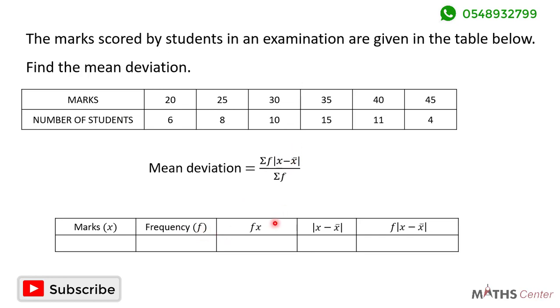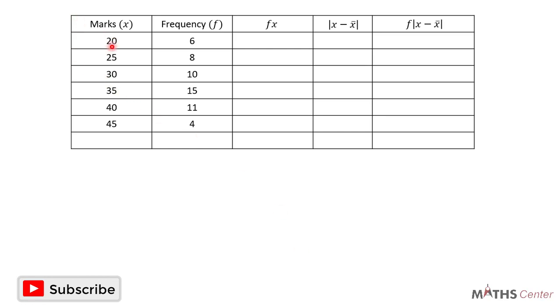We need the mean, and so we will have a column for fx because the mean is equal to sigma fx divided by sigma f. Then we need the absolute values of x minus the mean of x, so we have a column for that. And finally, we will need f times the absolute values of x minus the mean of x. Let's fill the table up. So we have the marks here and the frequencies. The third column is fx. We'll get the fx values by multiplying the f values by the x values.